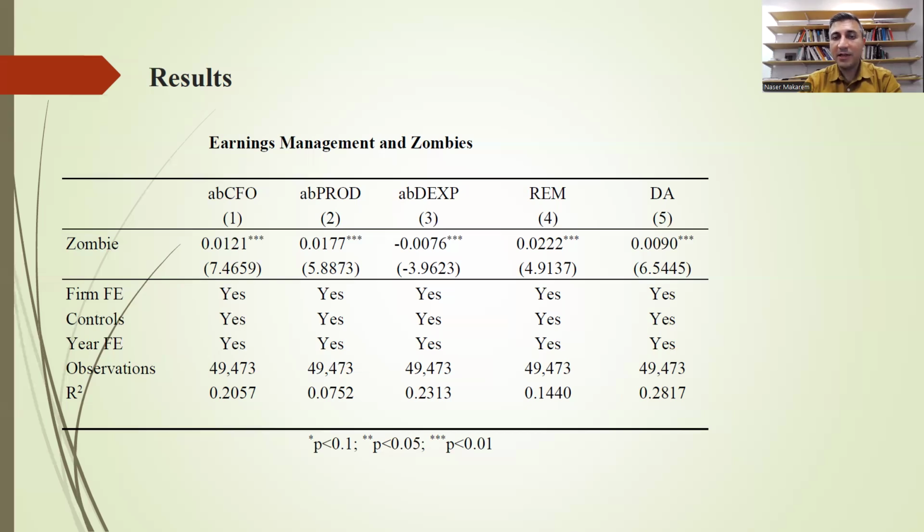It is also in line with the aggregate measure, so you can see a positive and significant coefficient on the aggregate measure of real activities manipulation, the fourth column. And finally, fifth column, you see the coefficient related to discretionary accruals, and it is also positive and very significant. So all these measures of earnings management show income increasing earnings management by zombie firms. And as you can see, we got firm fixed effects, we got control variables, we got year fixed effects included in our model as well.